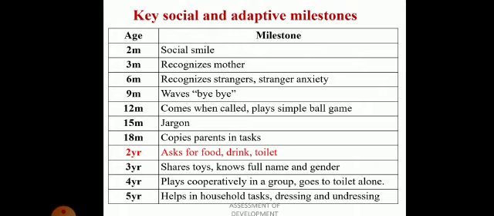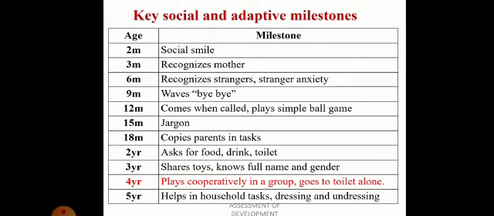At the age of 2 years, they will ask for food if they are hungry. They will be asking for drinking water, and they will also inform you if they want to go to the toilet. At the age of 3 years, they will share toys, and they know the full name and gender of themselves. At the age of 4 years, they will be playing in different groups also.